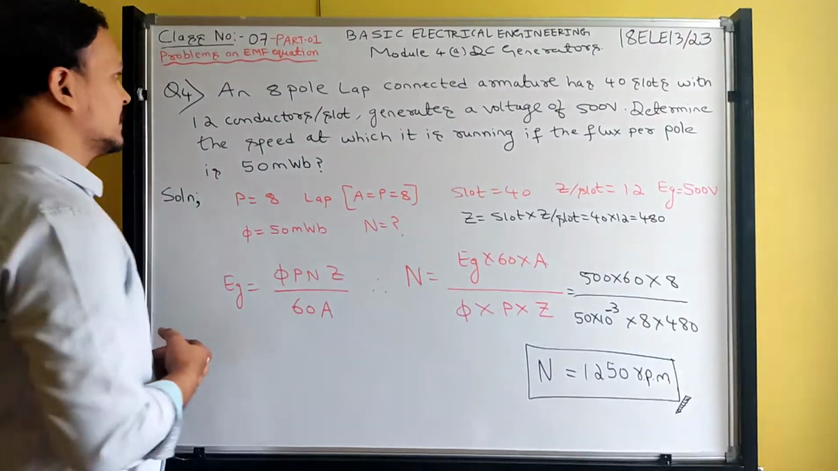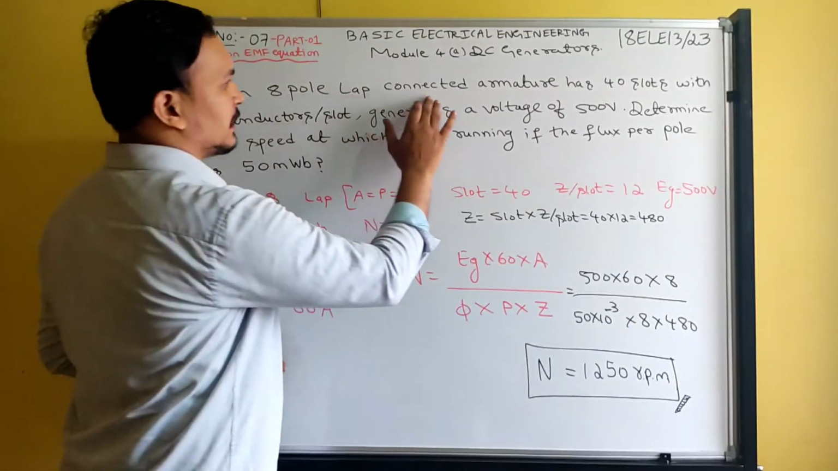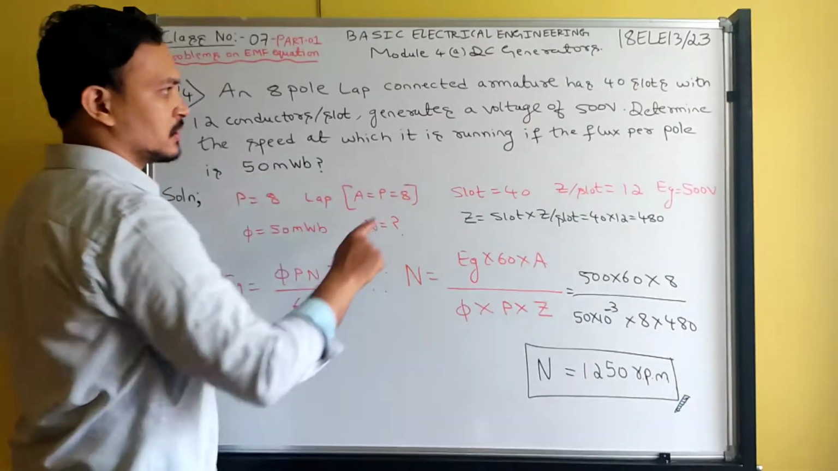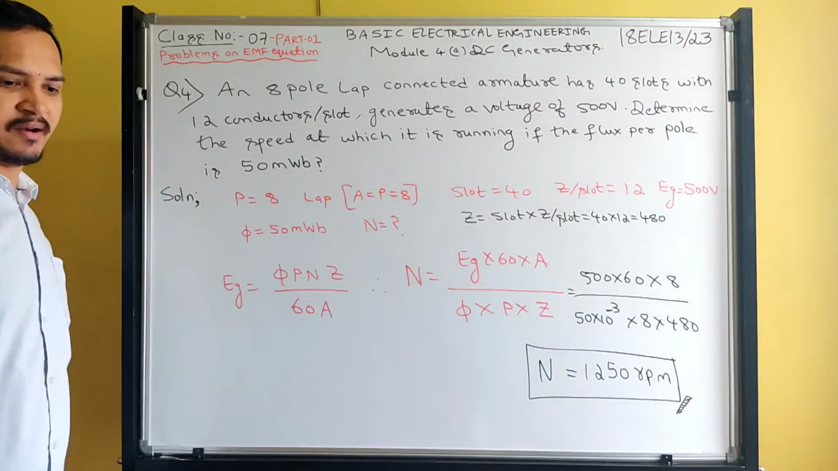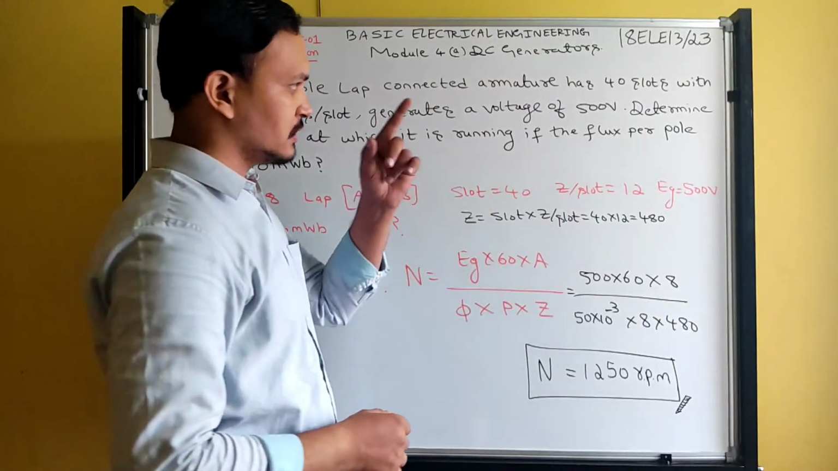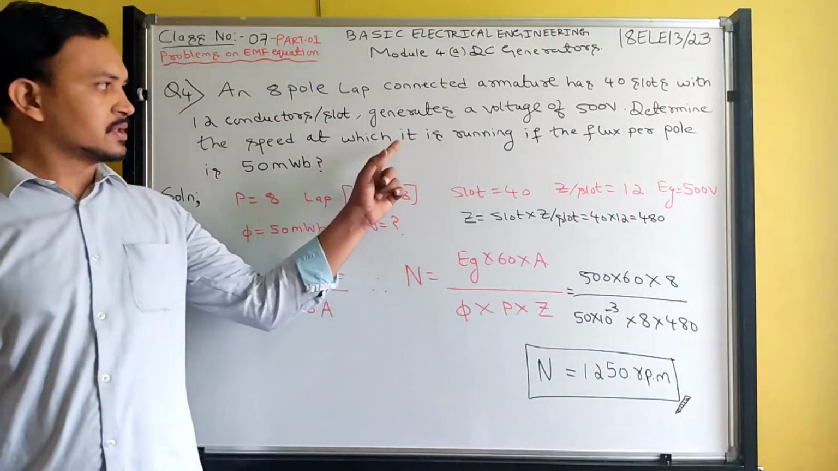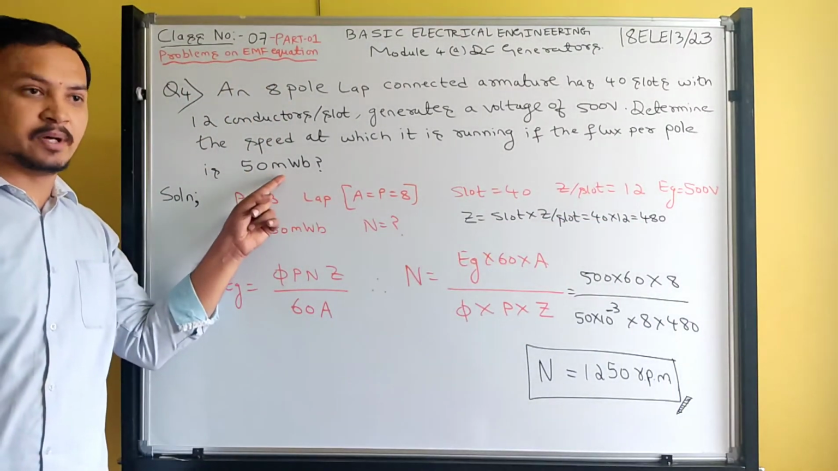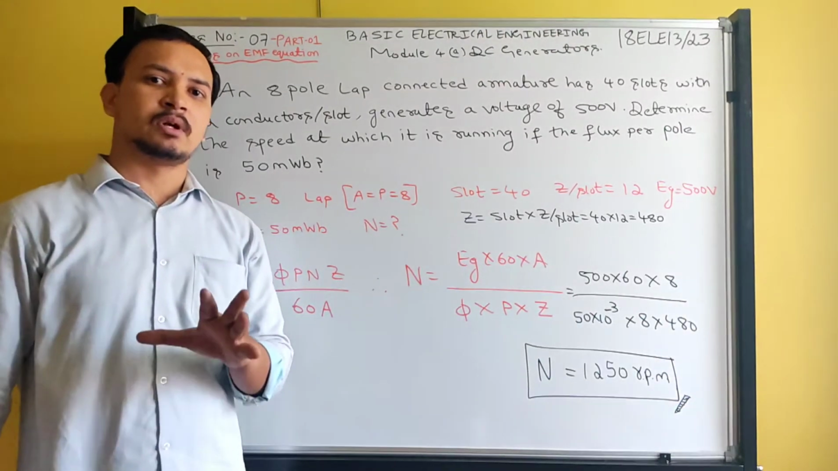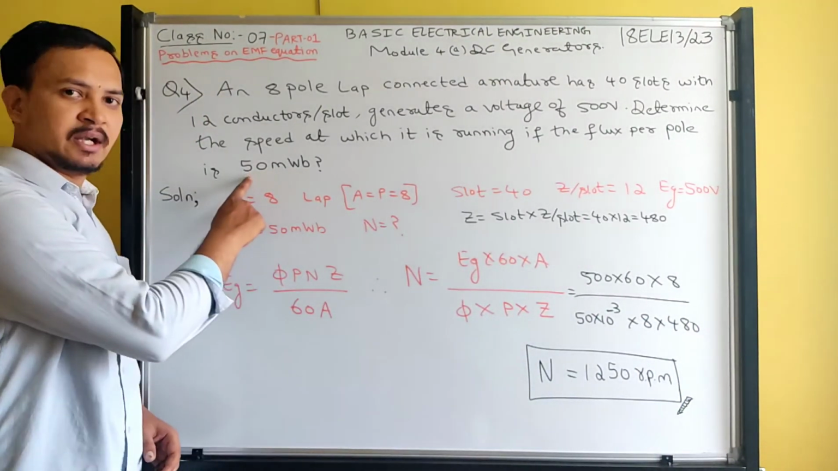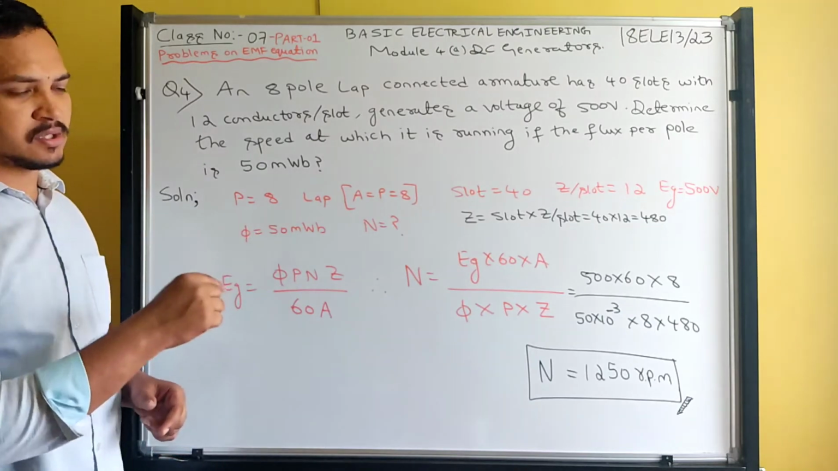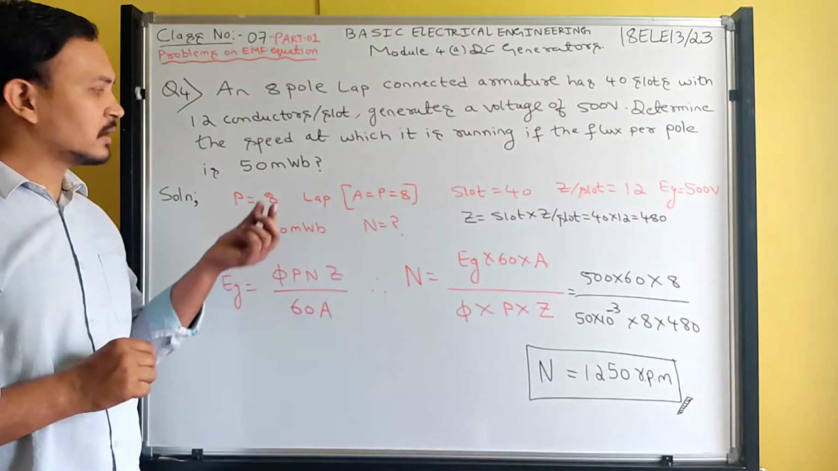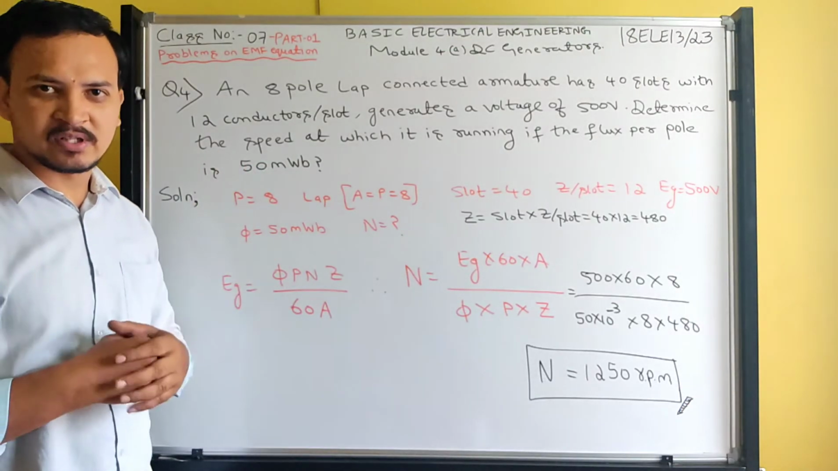Okay, dear students, next problem. An 8-pole lap connected armature has 40 slots with 12 conductors per slot and generates a voltage of 500. They already gave the generated voltage. Determine the speed at which it is running if the flux per pole is 50 milliweber. Most of the students will make silly mistakes. They are given 50 milliweber, but while writing solutions, they won't take milli, they will take only 50. So you will lose 50% marks.